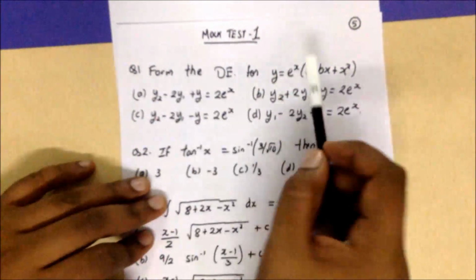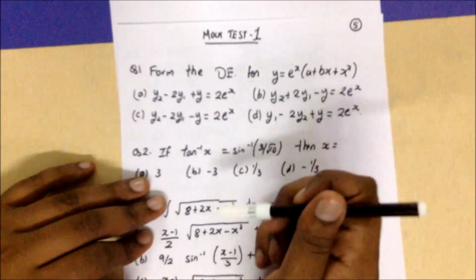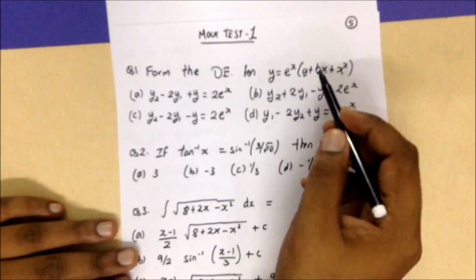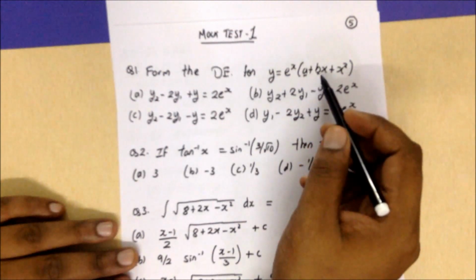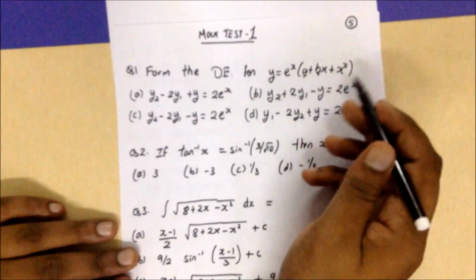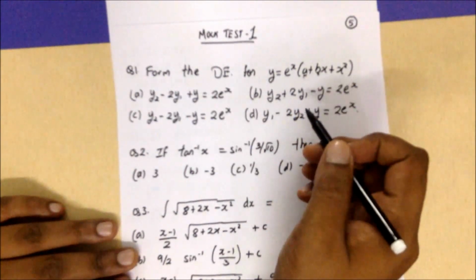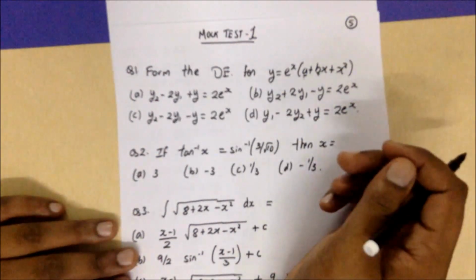So the first question which we are taking from the paper is: form the differential equation for this particular equation. Now while solving this, you can go by the traditional way of checking out the arbitrary constants which are present in the equation given to me. In this case it's my a and b which are present. So basically now you have to take the derivative of this equation twice. You can directly take the derivative of it or you can just simplify it a bit.